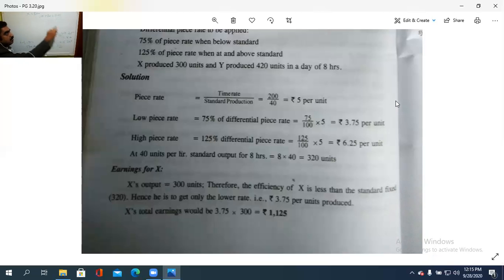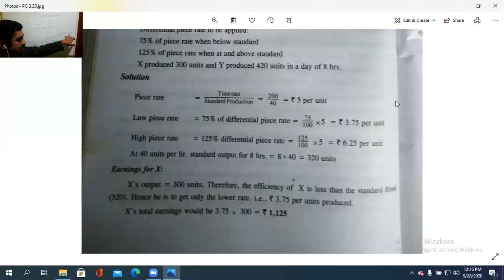So 3.75 into 300, that is 1125, and the Y savings is how much? 420. So Y യുടെ 420 ആണ്. So 6.25 into 420. Why 6.25? Standard piece rate is 5 and standard output is 320. So see 320 above this, isn't it? Y യുടെ production എന്ന് പറയുന്നത് 420 ആണ്. അപ്പം above 320 ആണ്. So അപ്പം 5ന് മേളിലുള്ള ഒരു റേറ്റ് യൂസ് ചെയ്യണം.